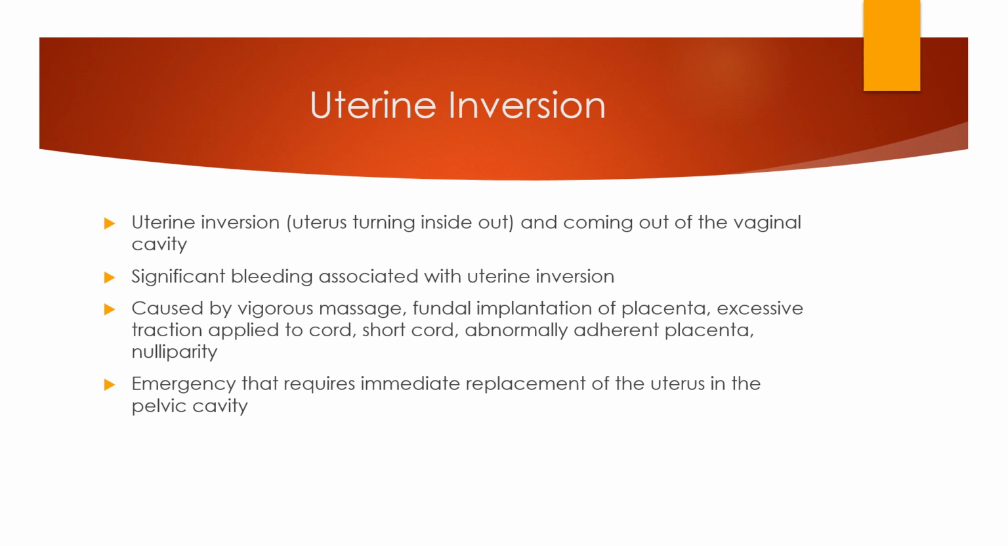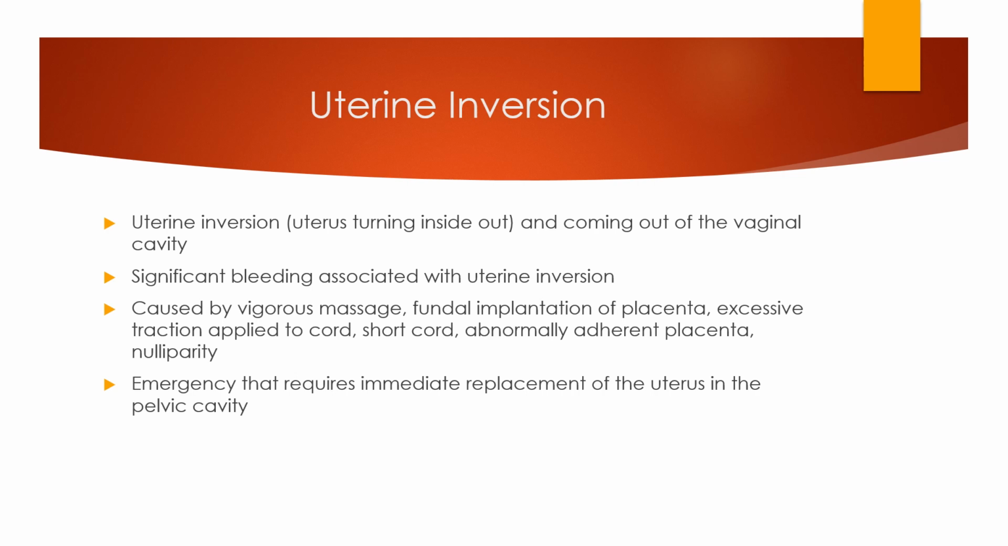Okay, uterine inversion. It's literally that. The uterus turns inside out and is coming out of the vaginal cavity. It does cause significant bleeding, okay, because you've got uterine atony. Your uterus is not going to be firm, it's going to be completely atonic with those holes where the placenta was and the uterus exposed. They're not going to contract down. It's going to bleed out, okay, and quickly.